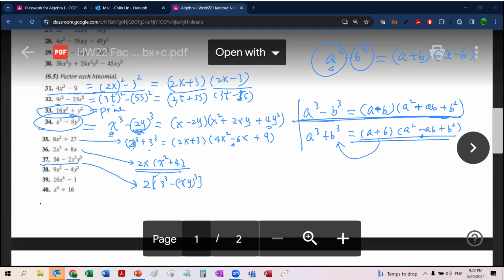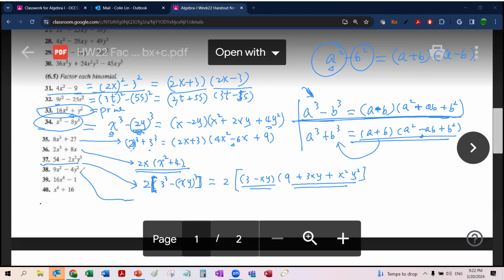So let's do this one. So this one changes into a bracket. Right? All right, so big bracket, 3 minus xy, times 9 plus 3xy plus x squared y squared. All right, so you can see the inside here still follows this kind of formula here. Right.